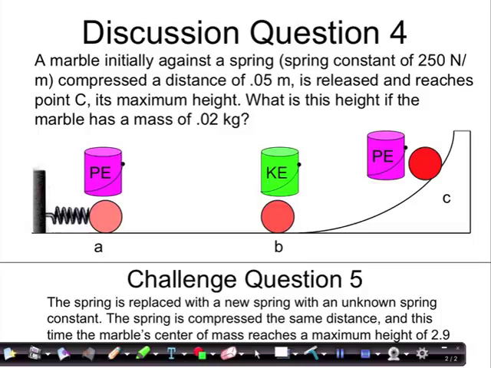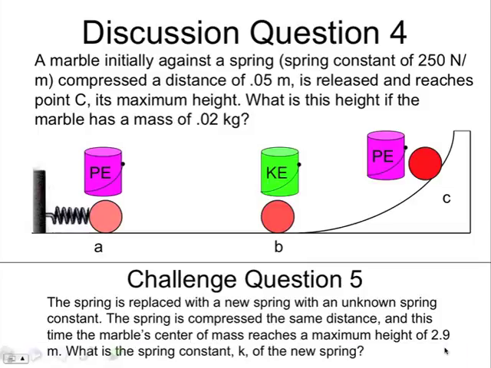The challenge question to follow that is going to be a new spring placed in this same scenario, but we don't know its spring constant. We know that it's compressed the same distance of 0.05 meters, and we know this time it reaches a max height of 2.9 meters. What is the spring constant k of the new spring? Go ahead and pause the video and try discussion question 4 on your own first, and then continue watching for the solution.